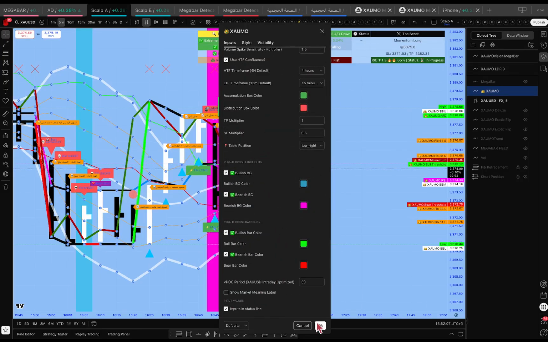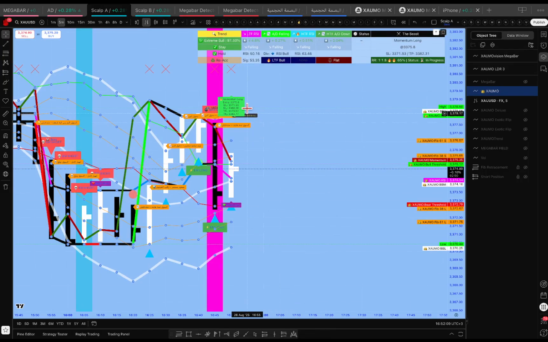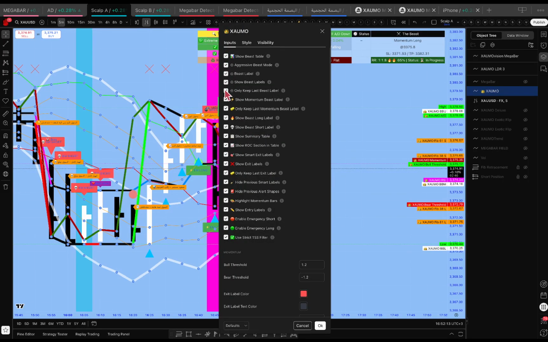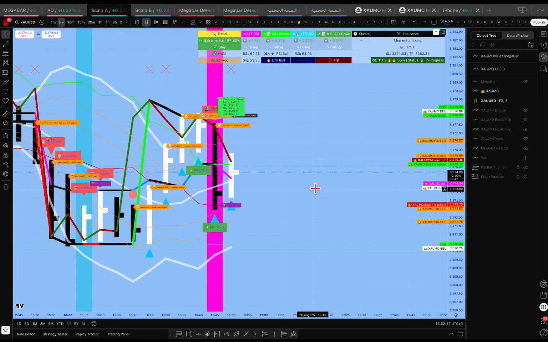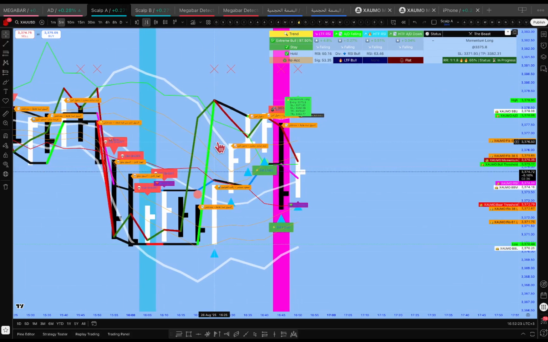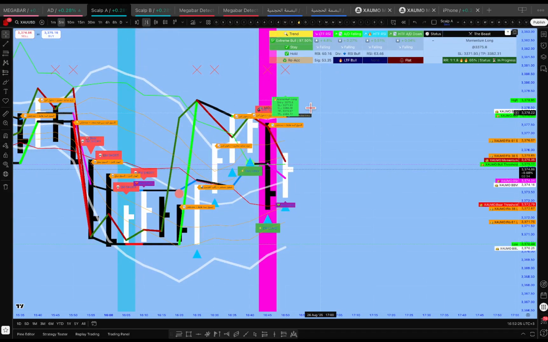Show market meaning labels, and let's take off the momentum label. Show momentum based labels. Let's take those out. Yes. Okay.